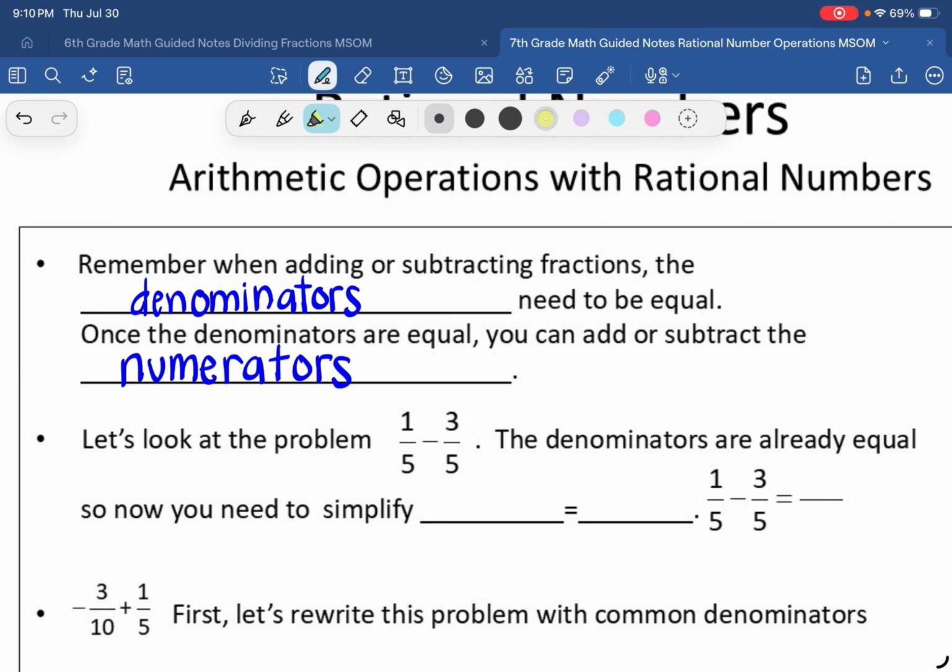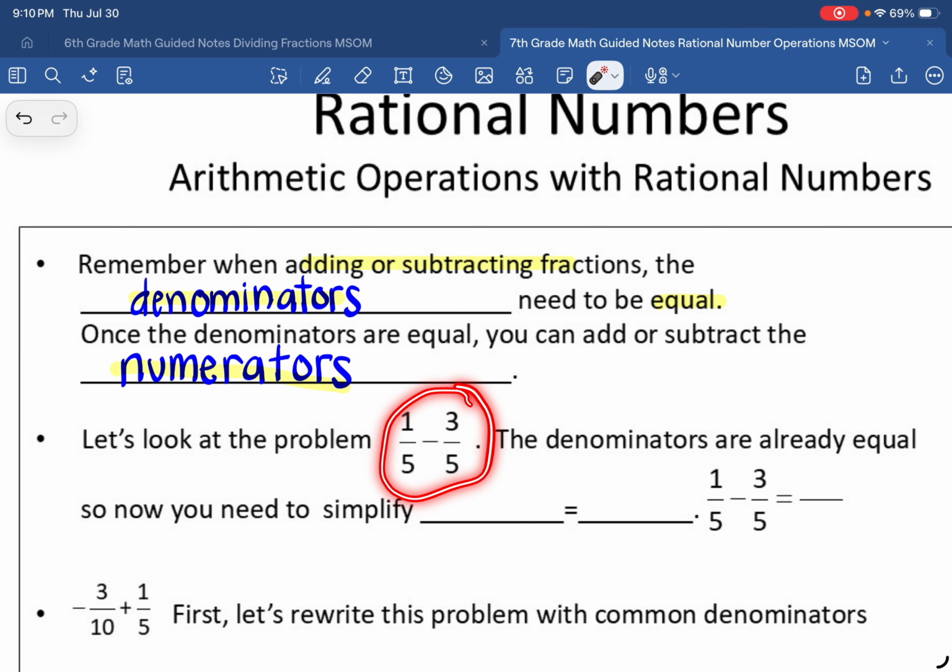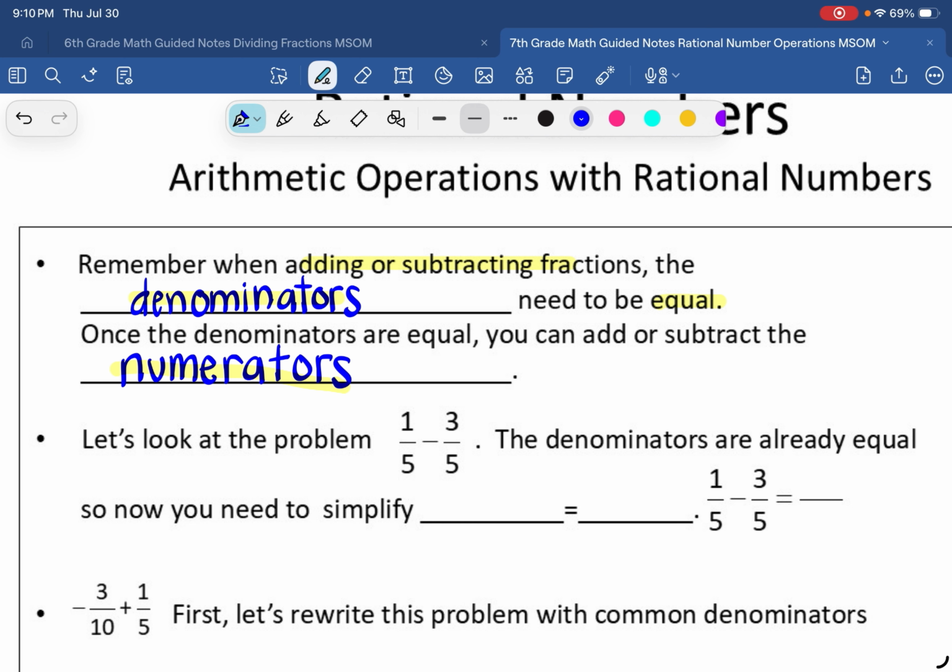Remember, when adding or subtracting fractions, the denominators need to be equal. Once the denominators are equal, you can add or subtract the numerators. Let's look at the problem 1/5 minus 3/5. The denominators are already equal. So now you need to simplify. So once the denominators are equal, I just need to simplify the numerators, which is 1 minus 3 equals -2.